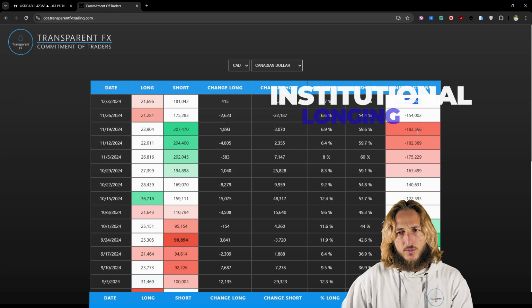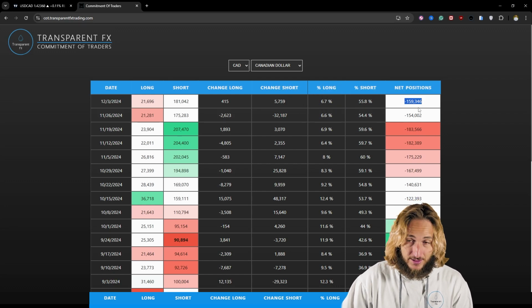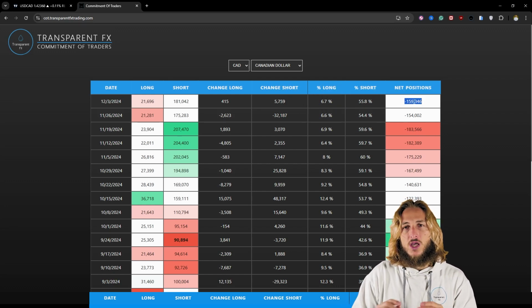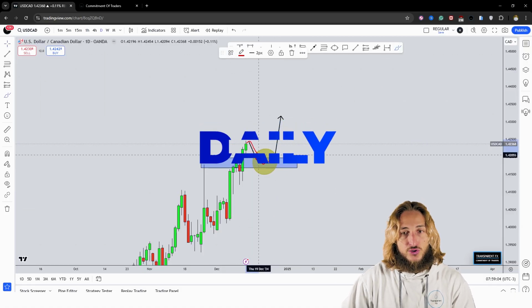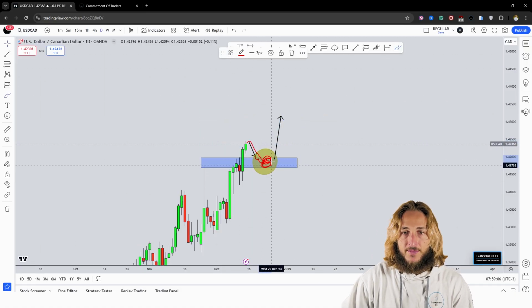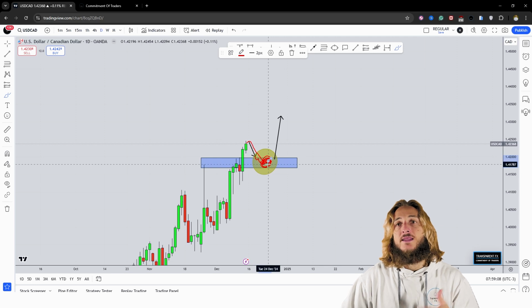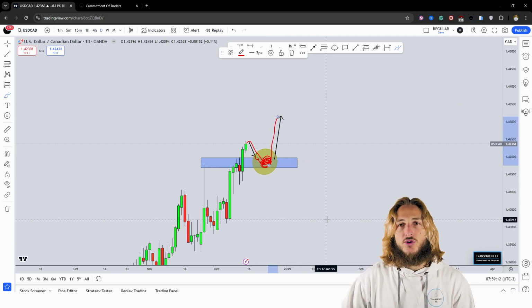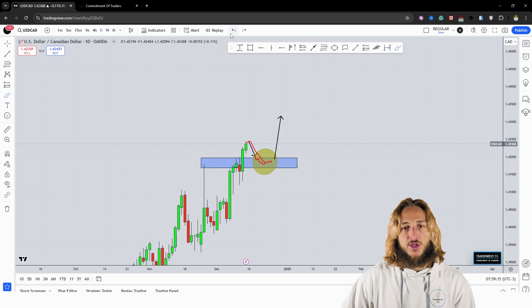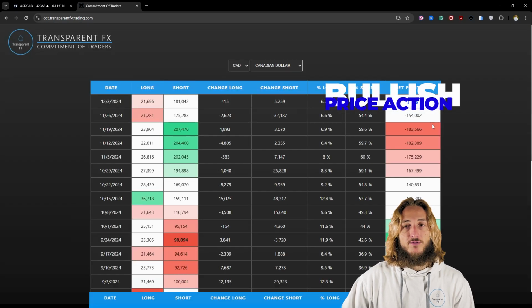In the very short term, we do see a slight increase in this case of net positions, which makes the CAD stronger. A strengthening CAD could trigger this correction to this area, after which institutions could add even more longs on USDCAD, so shorts on the CAD, which at that point could further increase the probabilities of a potential rejection to the upside away from this level.